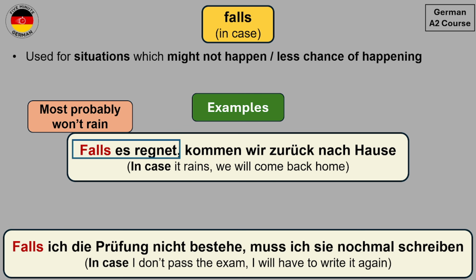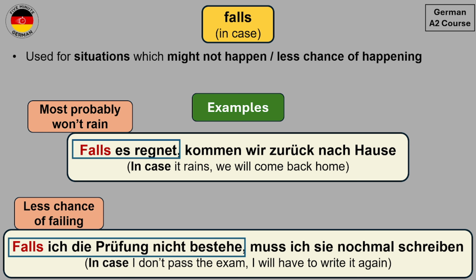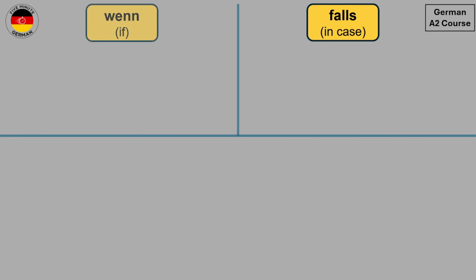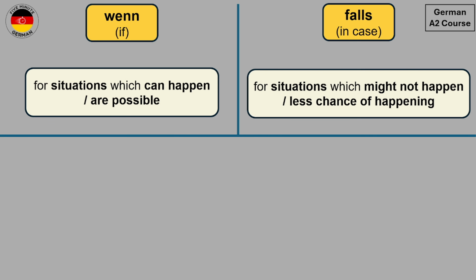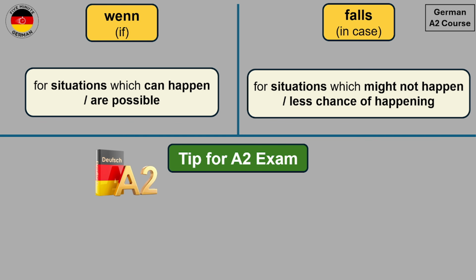Another example can be, "Falls ich die Prüfung nicht bestehe, muss ich sie nochmal schreiben." In case I don't pass the exam, I will have to write it again. But there's a very little chance that I will fail. So that's why we have used "falls". So let's do a side-by-side comparison. So we said that "wenn" is used for situations which can happen or are possible, and "falls" is used for situations which might not happen or have a less chance of happening. Now my tip for you for the A2 exam will be that you should only use "wenn", because this is easier and simpler.